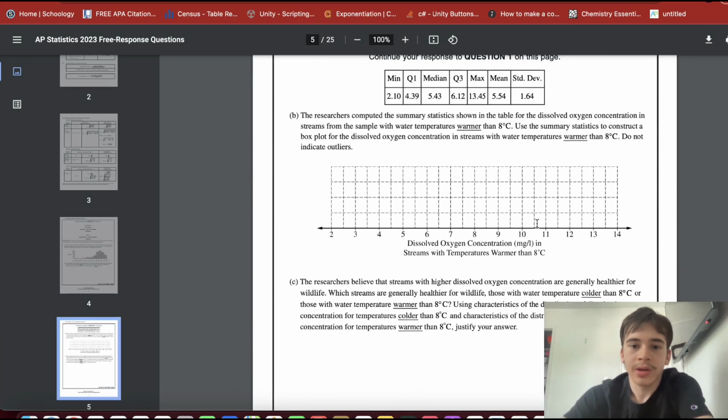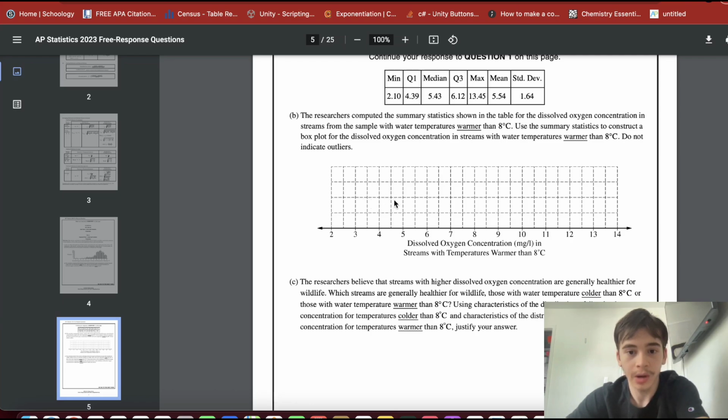Researchers computed the summary statistics shown in the table for the dissolved oxygen concentration in streams from the sample with water temperatures warmer than 8 Celsius. Use the summary statistics to construct a box plot. Okay, box plot construction, warmer than 8 Celsius. Easy. We're given the minimum, 2.1, which would be about here. So we would draw the long whisker right here. And then Q1 would be at 4.39. We'll go from here to 4.39. It would be about right here, a smaller one, which is where the box begins.